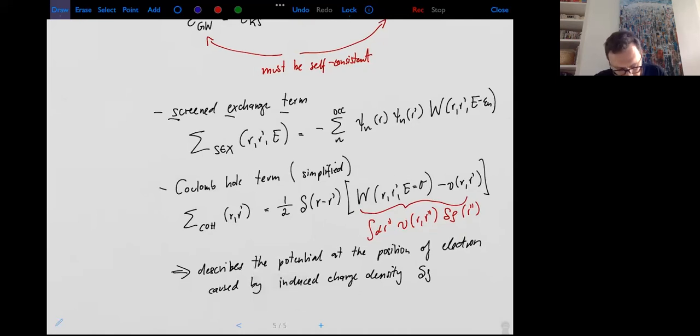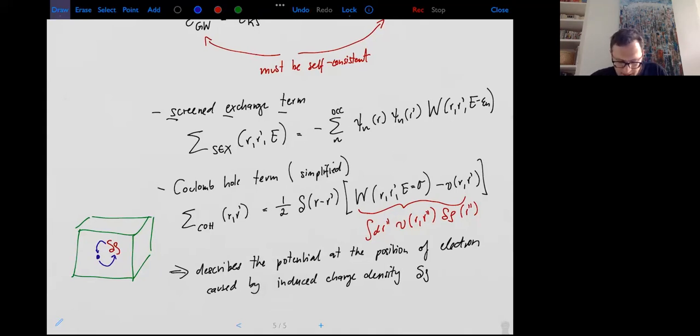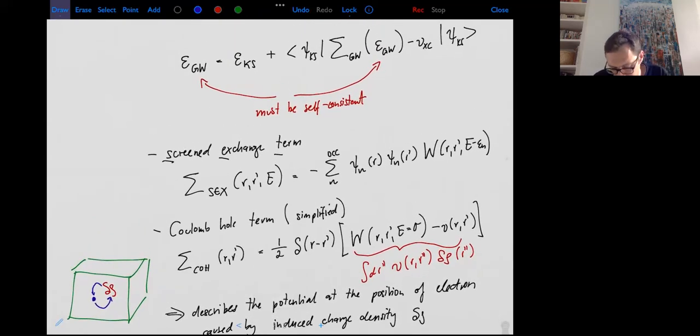Or pictorially, right? So you've got your material. You put an electron inside the material. You create this delta rho in the environment somehow through Coulomb interactions, and then the delta rho acts back on the electron, right? And that is the physical content of this Coulomb hole term. All right, so these two terms make up the GW self energy, screened exchange and Coulomb hole.